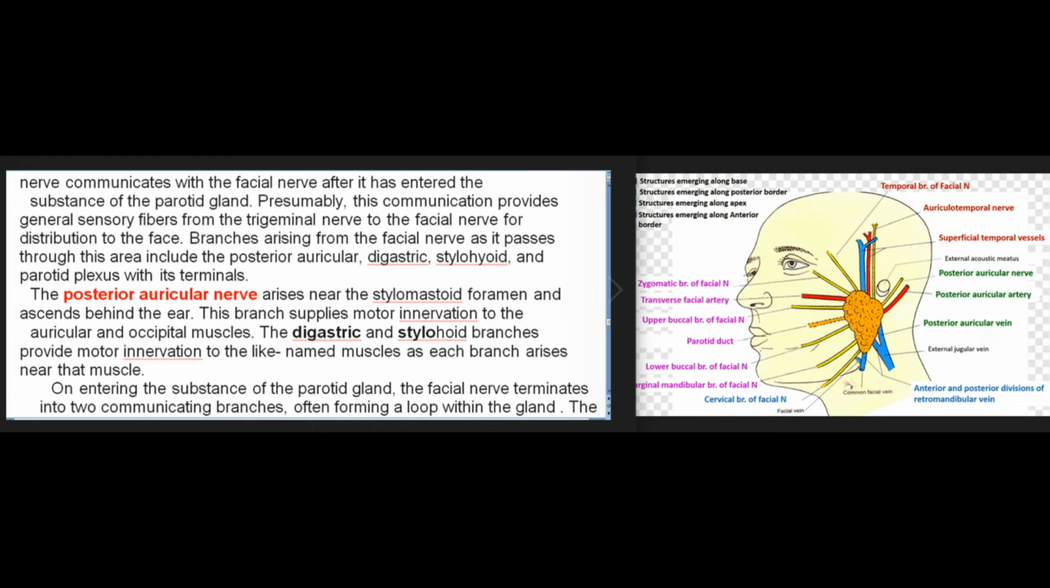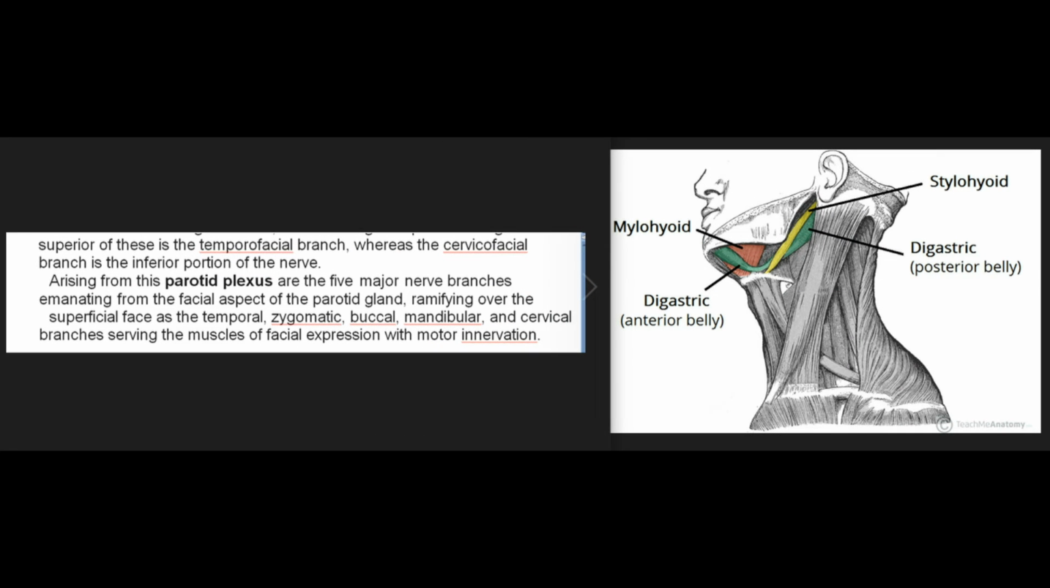On entering the substance of the parotid gland, the facial nerve terminates into 2 communicating branches, often forming a loop within the gland. The superior of these is the temporofacial branch, whereas the cervicofacial branch is the inferior portion of the nerve. Arising from this parotid plexus are the 5 major nerve branches emanating from the facial aspect of the parotid gland, ramifying over the superficial face as the temporal, zygomatic, buccal, mandibular, and cervical branches serving the muscles of facial expression with motor innervation.